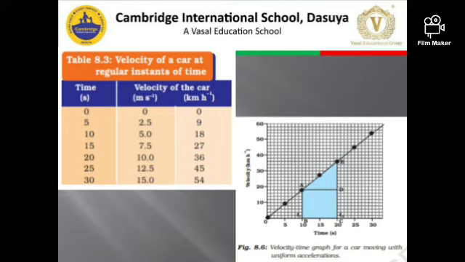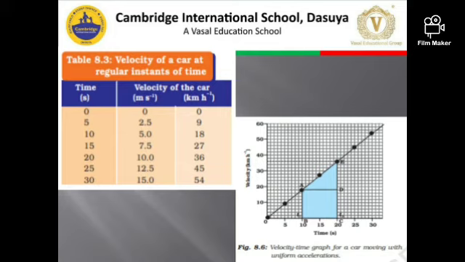Okay. So according to this table or according to the inputs which we have, we can draw the graph. Now how we can do that is at time 0, the velocity is also 0.